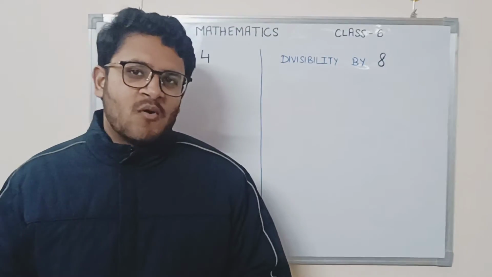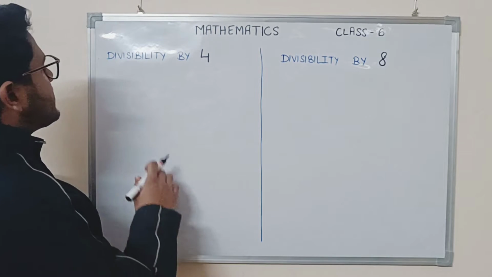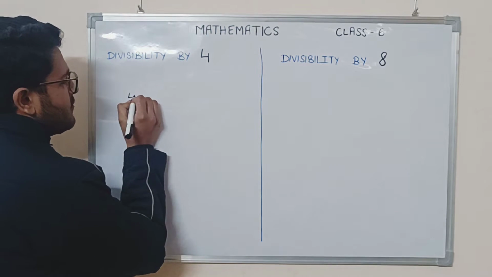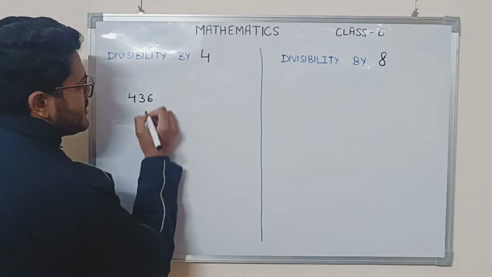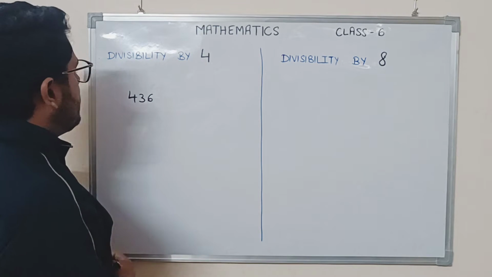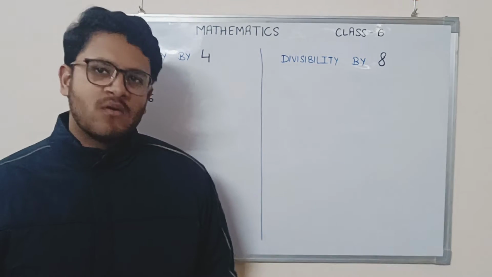So now let's discuss divisibility by 4 and divisibility by 8. Let's first discuss the divisibility by 4. Let's take a number, for example, 436. Now the problem we have is we have to find whether this number is divisible by 4 or not.